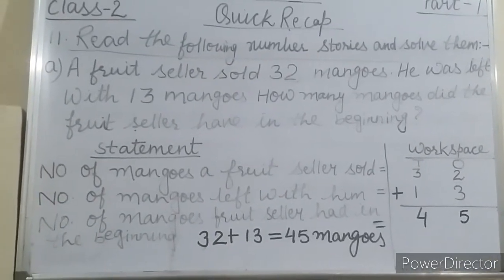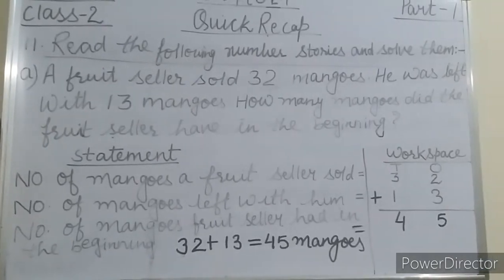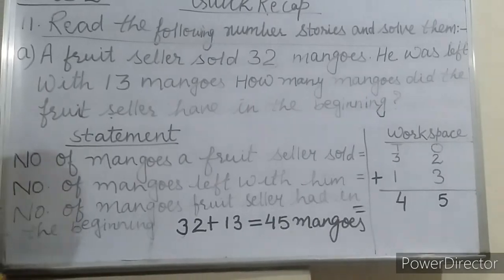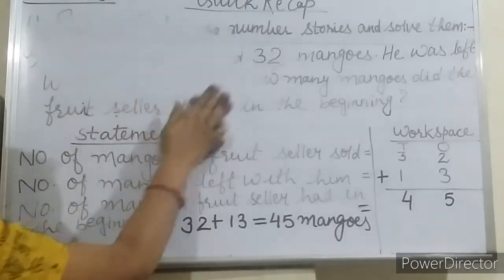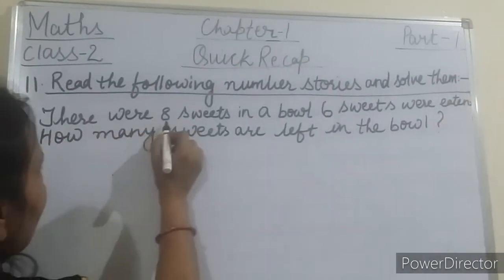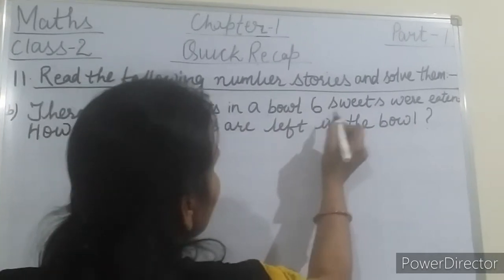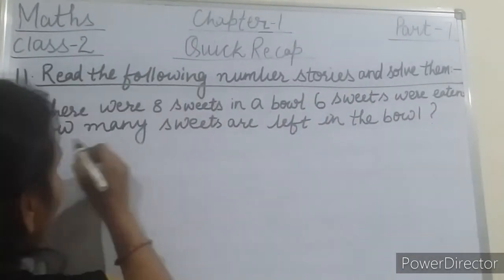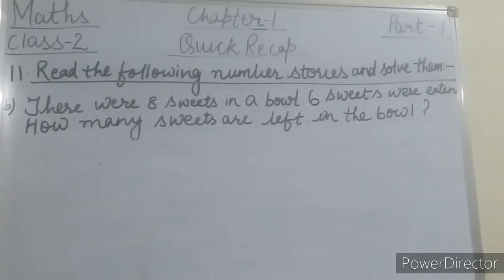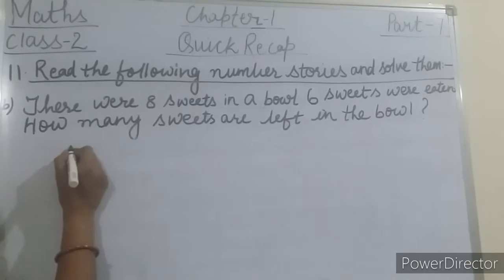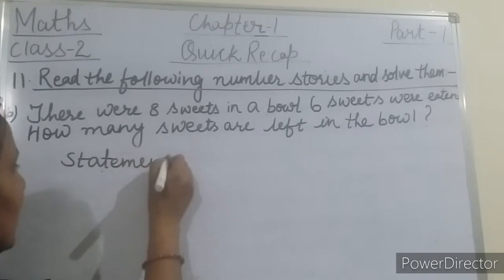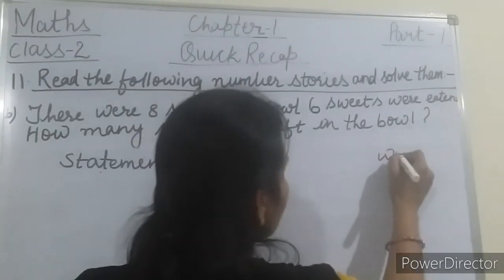Okay. Now again, before starting second question from the book, I will explain you one more simple question. There were 8 sweets in a bowl. 6 sweets were eaten. How many sweets are left in the bowl? So students, what you have to do here? Again, you have to write statement and workspace. So write statement and here workspace.